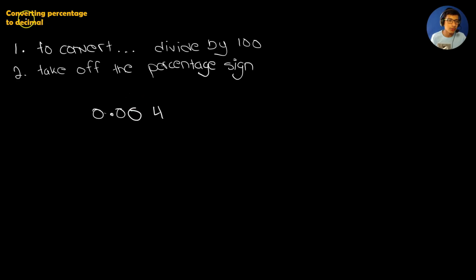And so let's recap what we have learned, friends. Today we have learned how to convert percentages to decimals, and there are two easy steps. The first one is to simply divide by 100 to convert, and the second step is to not forget to take off the percentage sign. And just remember to add the decimal in place. And so, yep, that's it.